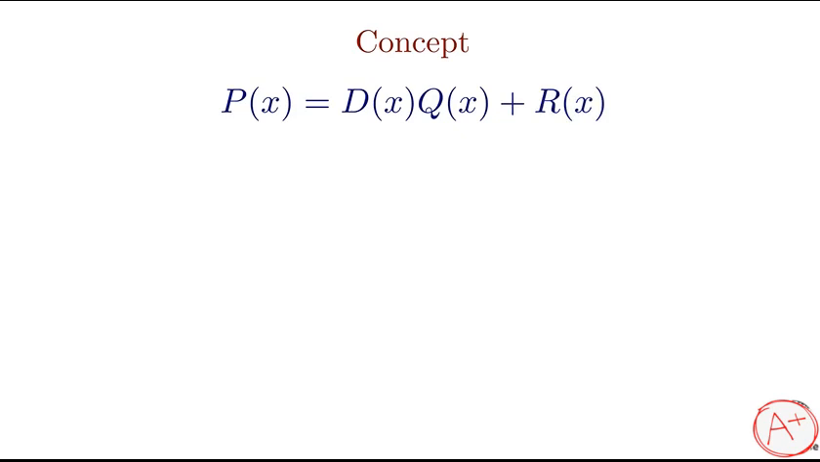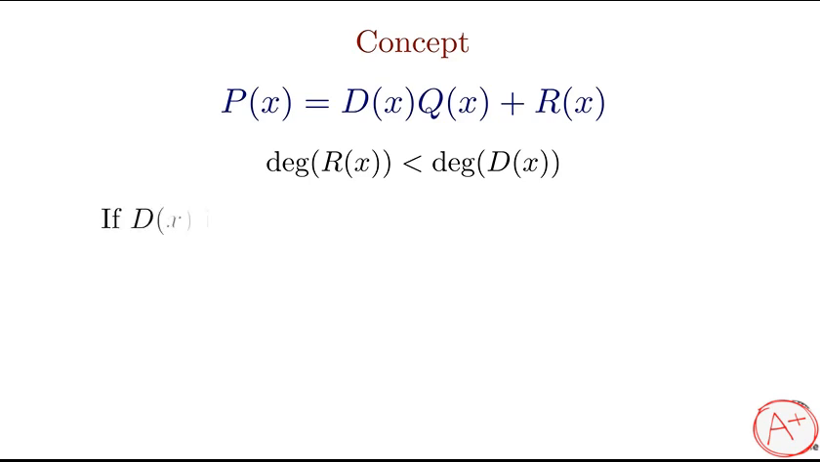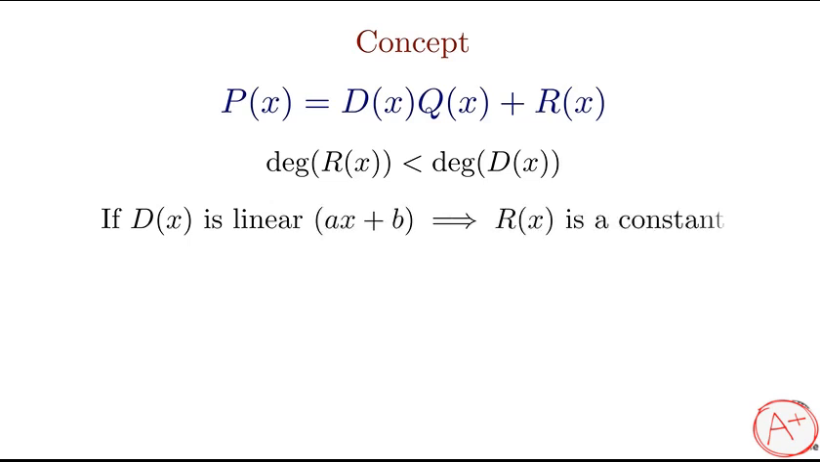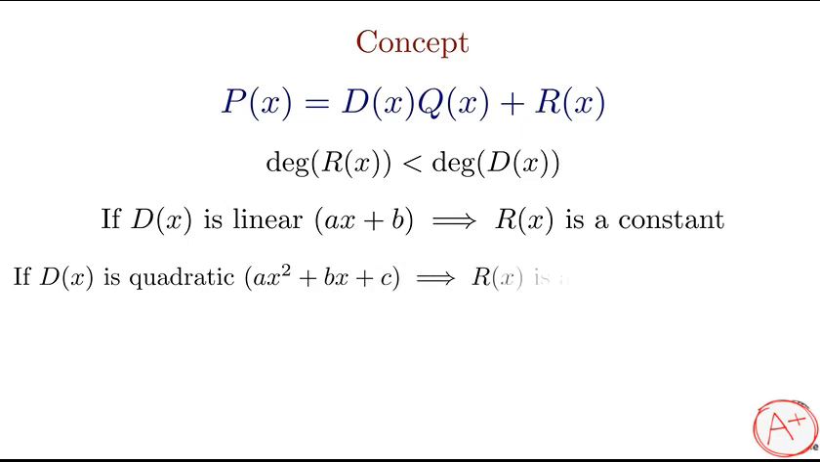In Cambridge P3, we define the division algorithm, where P of x is the dividend, D of x is the divisor, and R of x is the remainder. A critical rule for your exams is that the degree of the remainder must be strictly less than the degree of the divisor. If you divide by a linear factor, your remainder will be a simple constant. However, if you divide by a quadratic, your remainder could be a linear expression, like px plus q.